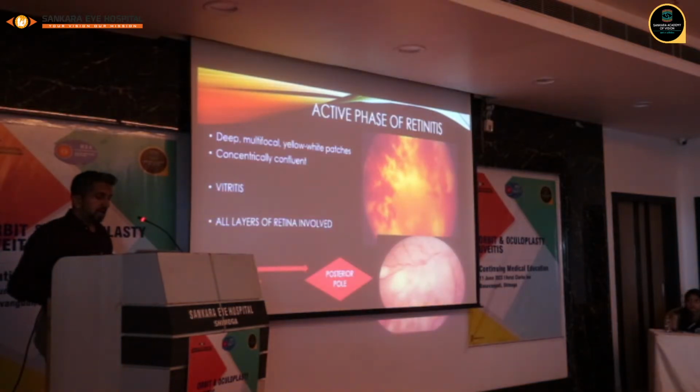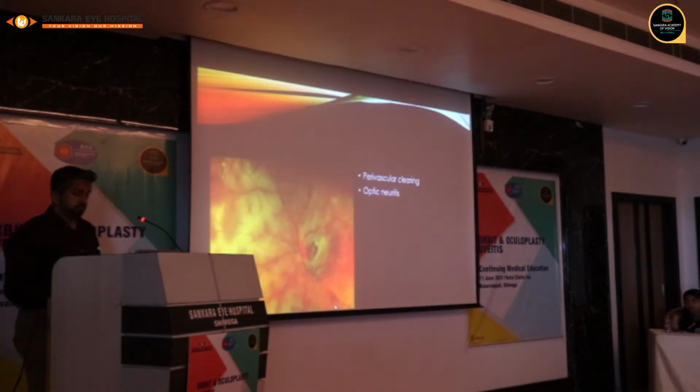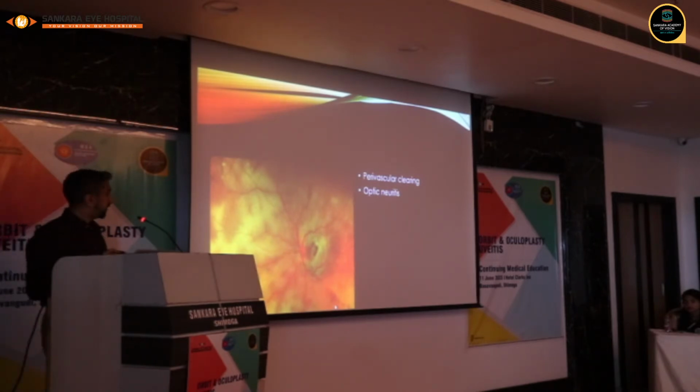This is the active phase of retinitis. Like I told you, there are multifocal yellowish-white patches. They are confined concentrically and then they spread centrally. All layers of the retina are involved here. Sometimes you can have this perivascular clearing, which gives it a cracked mud appearance. And a lot of times ARN is associated with optic neuritis also.